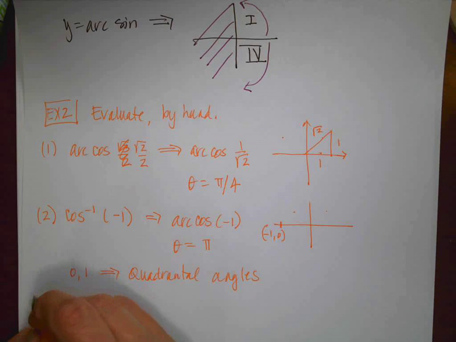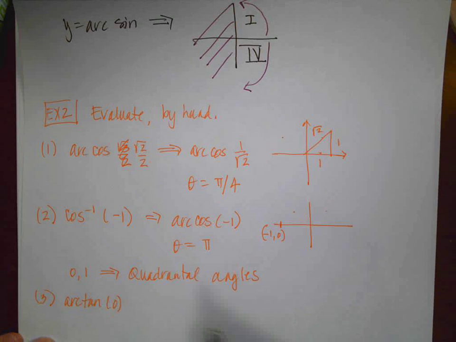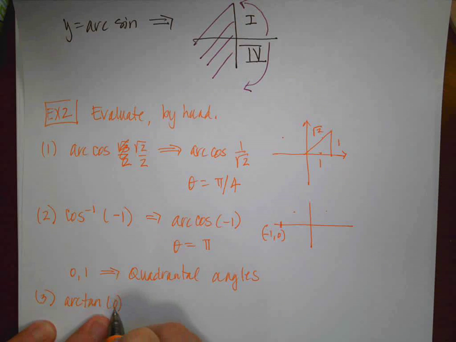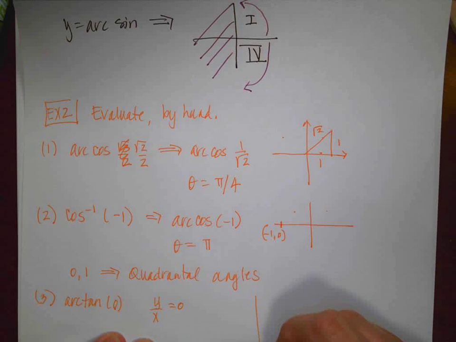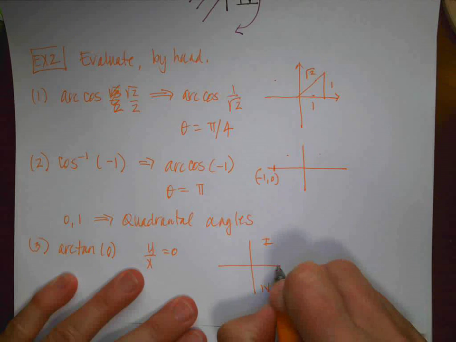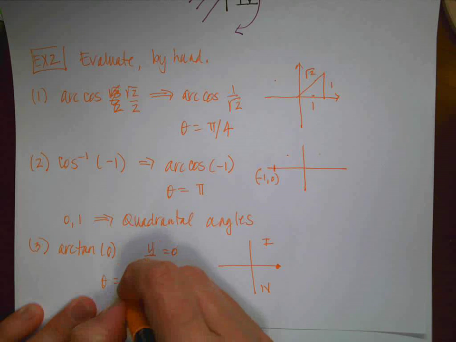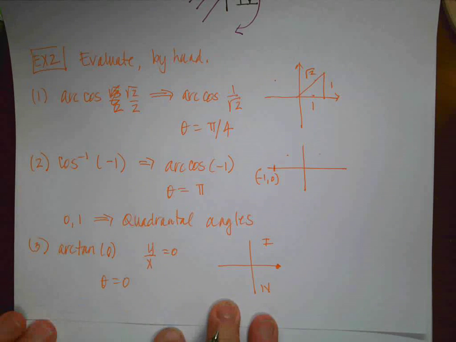All right, and then the last one of this, oops, sorry, I lied. I said there were 4. The third one is going to be the arc tangent of 0. If you think about this, tangent is 0 when y is 0, right? Because tangent is y over x, and for that to equal 0, y has to be 0. Remember that arc tangent is limited to the first and the fourth quadrants. Y is 0 right here, and so my theta is going to equal 0.